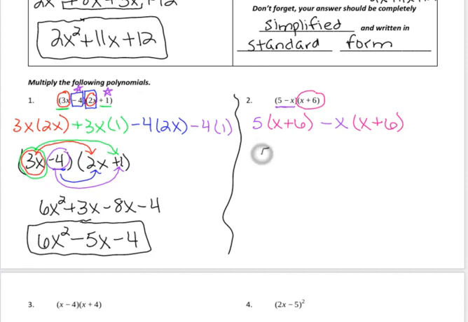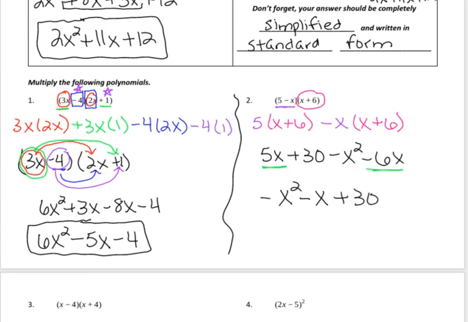So 5 times x is 5x. 5 times 6 is 30. -x times x is -x squared. -x times 6 is -6x. And now we have to actually do some combining like terms and some simplifying and writing it in standard form. So we have 5x and negative 6x as our like terms. That's going to give us a negative x. Let's see, negative x squared should go before that if we're going to be in standard form, and then plus 30. So here is our final answer.